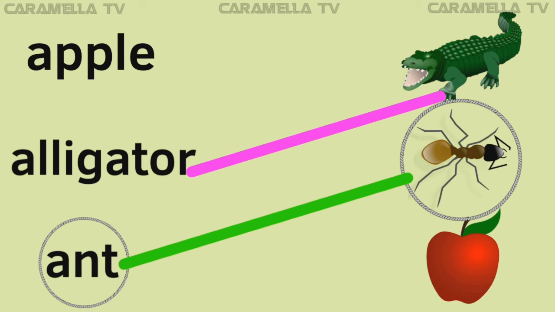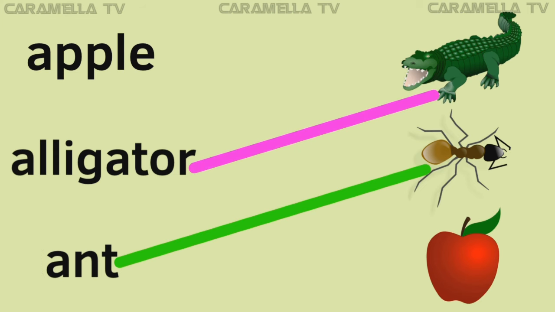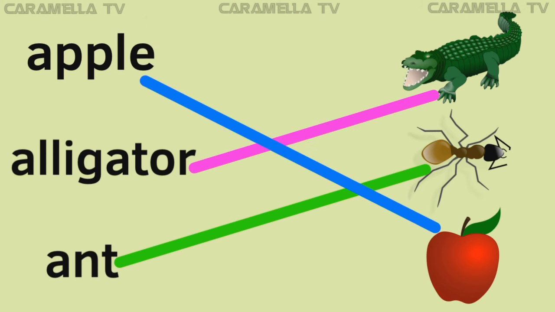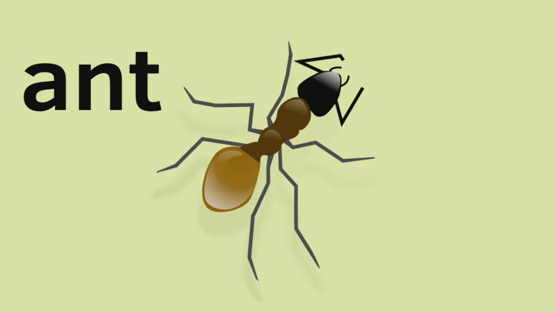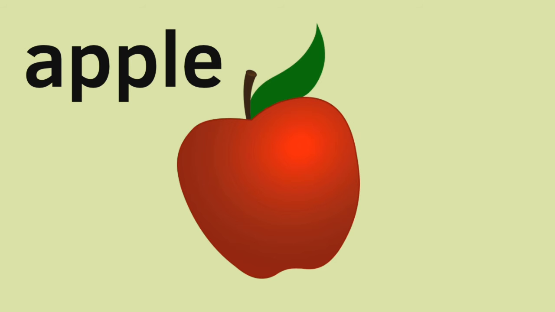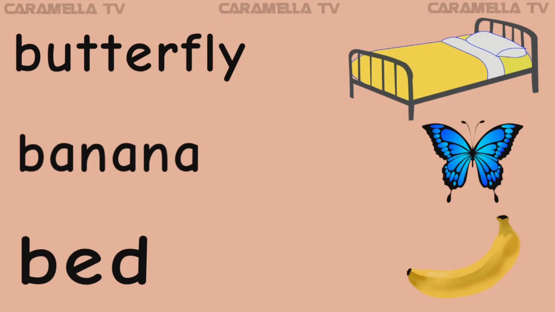And last picture we have is a picture of an apple. Can you guys guess where the word apple? That's right. Let's connect them. So now we have alligator, ant, apple.